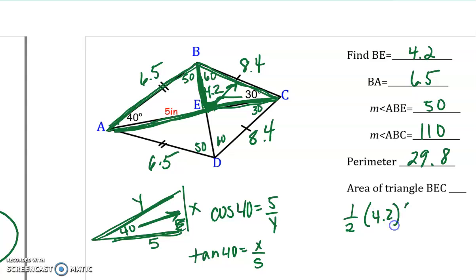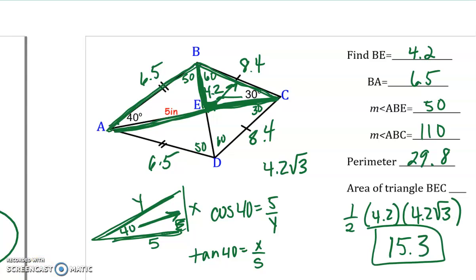Area of just BEC, which is a 30, 60, 90, area of a triangle is 1/2 base times height. We know the height is 4.2, and of course we don't have the other leg, which is 4.2 root 3. I'm just going to put 4.2 root 3 because I know it's a 30, 60, 90. Now, if I want the area, I can multiply it all together. If I multiply them all together without the root, I get 15.3. If I multiply them all together, keeping the root, you get 8.8 root 3. I don't really care which answer. It depends. Right now, it's not asking.